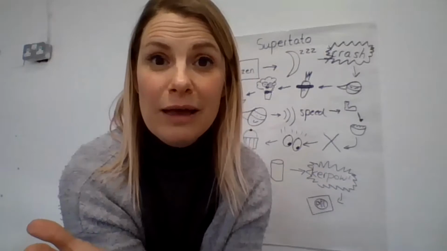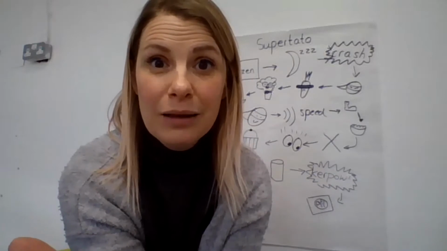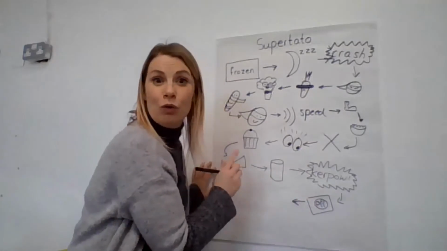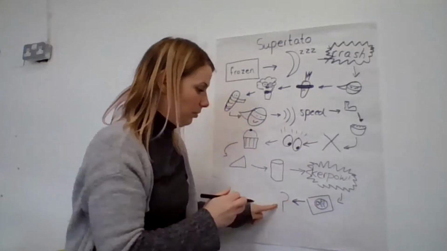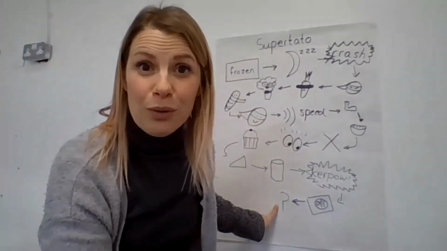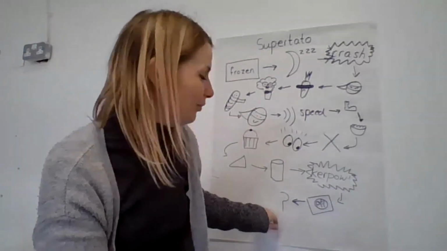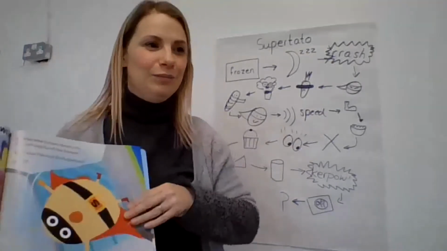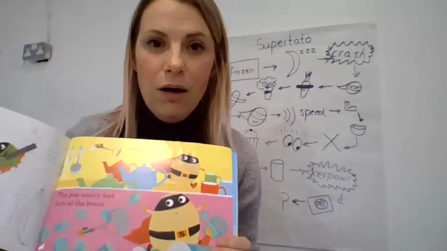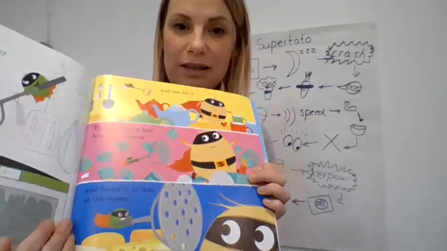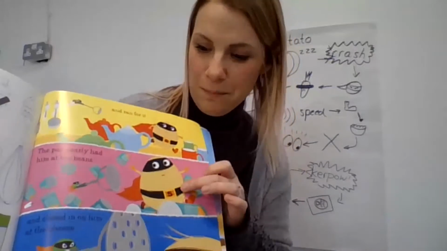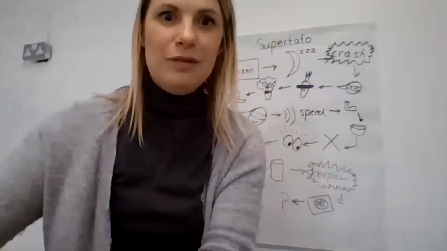Would Supertato ever stop the evil pea? We don't know. So I'm going to do a question mark. That shows us at this point in the story, we don't know what's going to happen. Let's see what happens next. So, Supertato tries lots of different things, but he's almost caught. He's almost mashed. And what happens next?